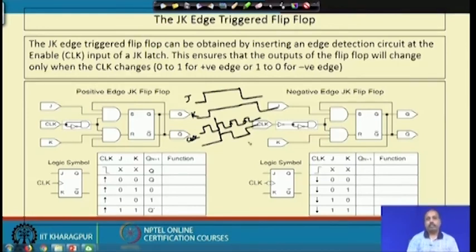So, it can be controlled externally. By controlling the clock signal, you can control the toggling rate, whereas for the JK latch we do not have that control. That is purely determined by the delays of the constituent gates in the latch. So, this JK edge triggered flip flop solves that toggling problem, and that way it is helpful.